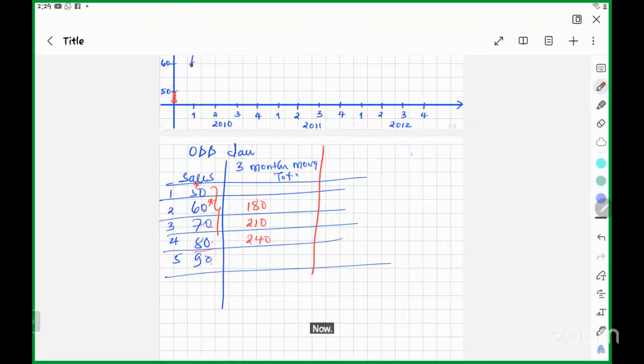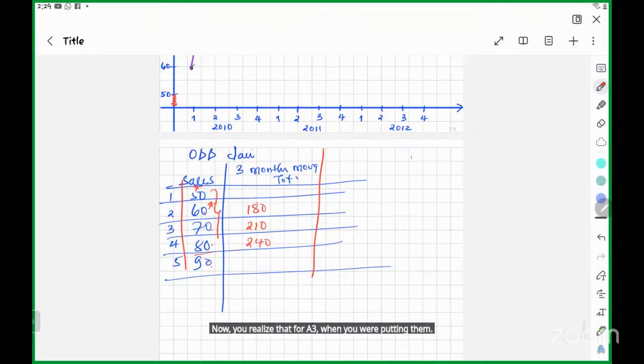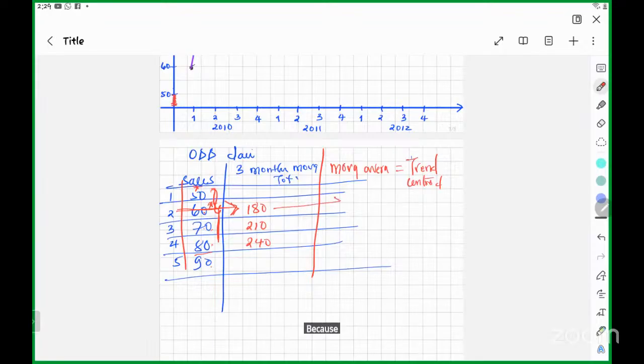Now, you realize that for a 3, when you were putting them, the 180 had to go in the middle, since the middle of the 3 is in the second month. So that one is already centered. So if you compute the moving average under odd data, it is equal to the trend or the centered, because it is going to be attached to a specific month or period. Do you get what I mean? I get it. Good job.